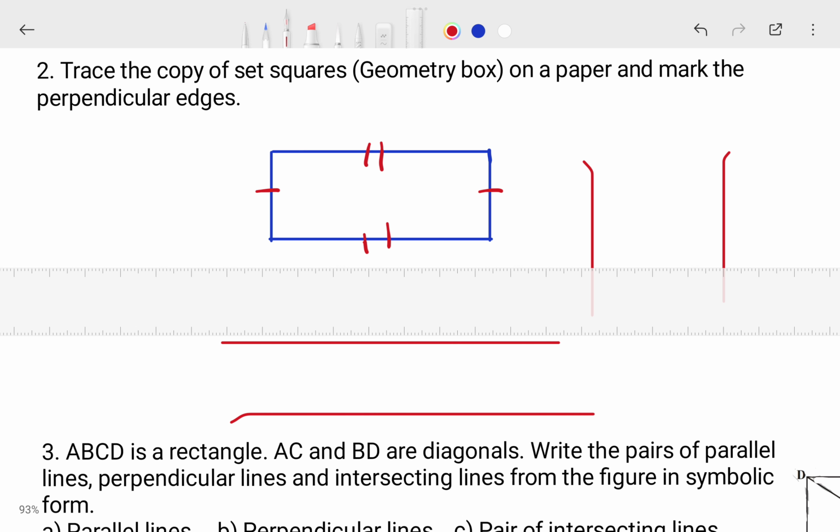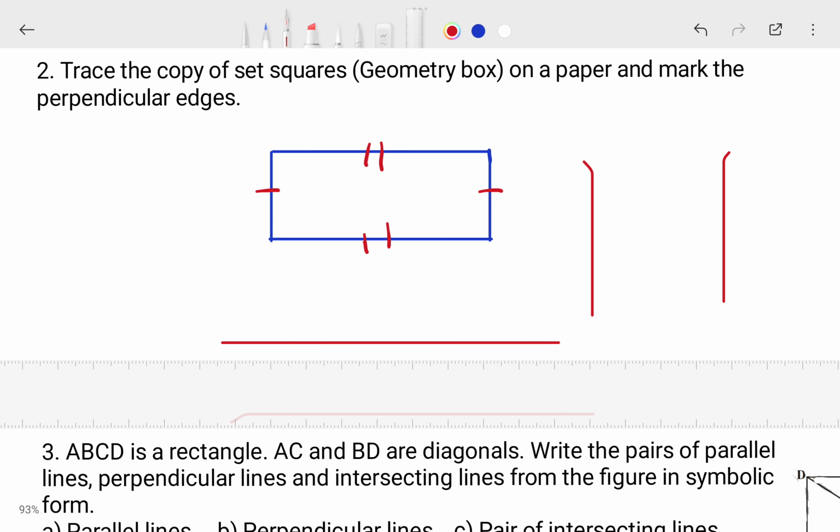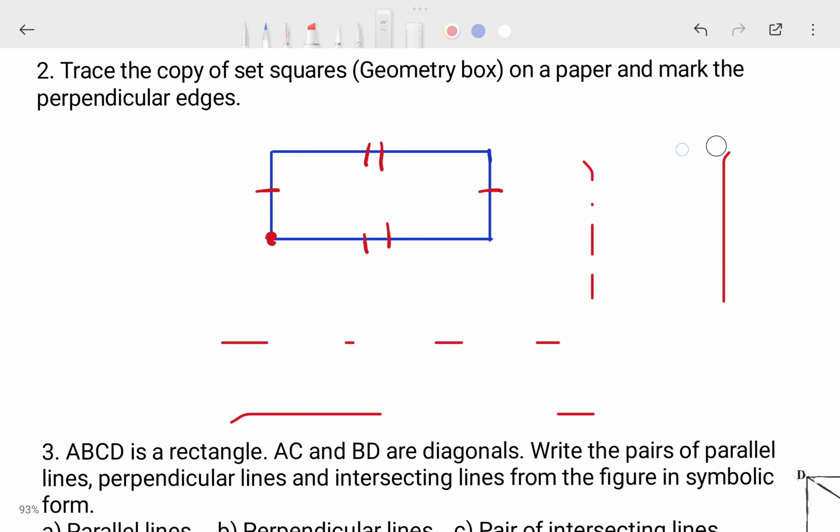Okay, now we have to find the perpendicular edges. If you see these edges, this one, is it a perpendicular edge? Drag the copy of the set square onto the paper and make the perpendicular edges. Is it perpendicular? No, it is not perpendicular. But how can we make it perpendicular? Do you know how you can make the perpendicular of this?